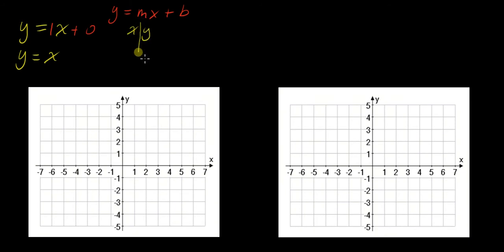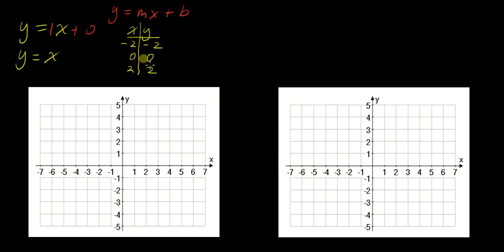Okay, let's do a t-table. When you do a t-table, you put an x and a y, make a t, and then just pick some random numbers to plug into the variable x. And I'm going to do -2, 0, and 2. If I plug in -2 for x, what does that make y? Well, it makes y -2 also. If I plug in 0 for x, y is equal to 0. If I plug in 2 for x, y is 2.